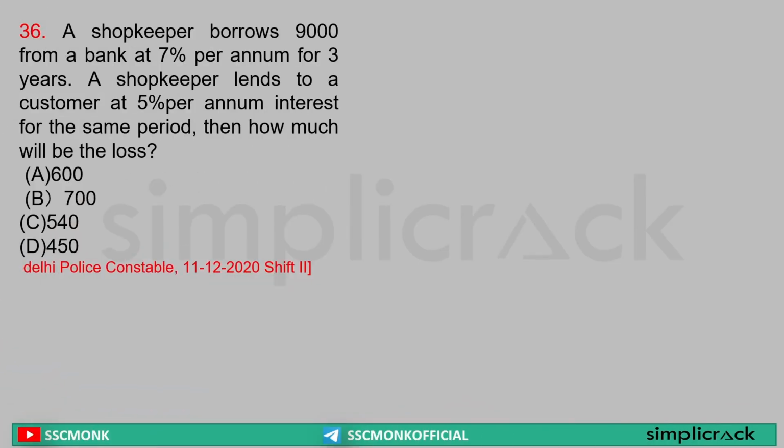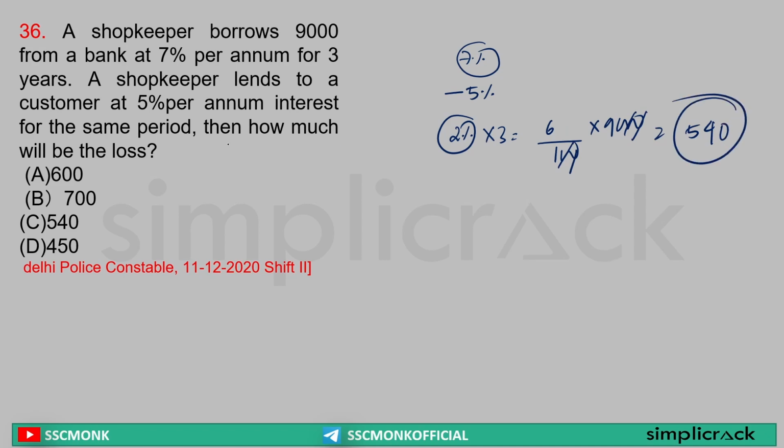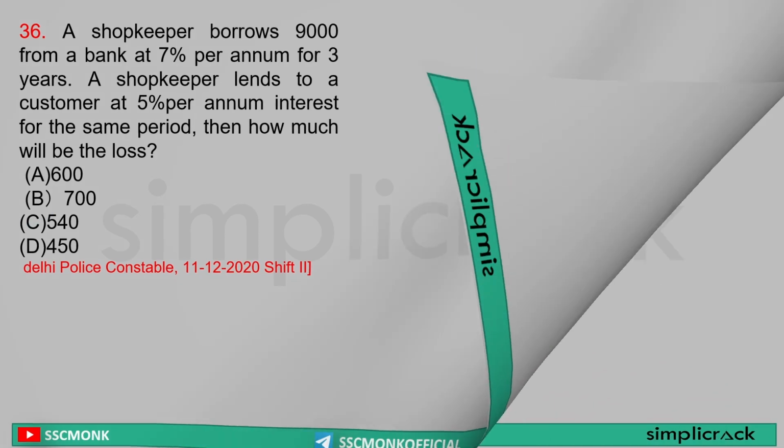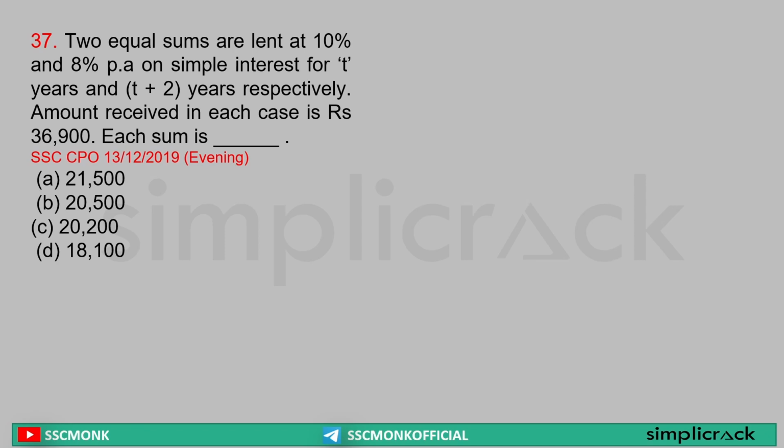Next. A shopkeeper borrows 9,000 from a bank at 7% per annum for 3 years. So what if the shopkeeper lends to a customer at 5% per annum interest for the same period? How much he will be losing? So what is happening? See, 7% he is paying. He has taken the loan that he has to pay. Now he is earning it at 5%. That means he has a loss of 2% for 3 years. That is 6% on 9,000. That is 6 by 100 into 9,000, 0 crossed out, which is equal to 540. So what is the loss amount? 540. Next. Two equal sums are lent at 10% and 8%.